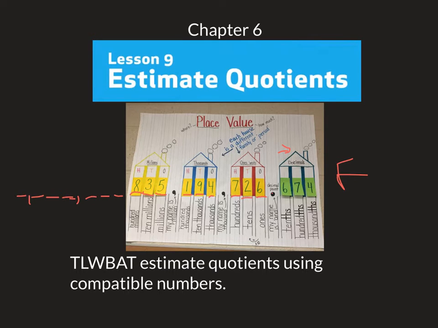Okay, so we kind of talked about these houses. These are the ones house. This is the thousands house. This is the millions house. Then it would be the billions house. Then the trillions house.